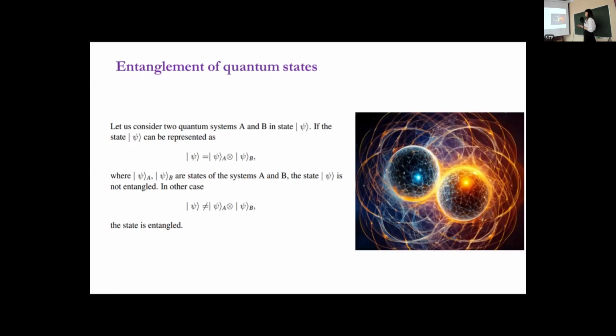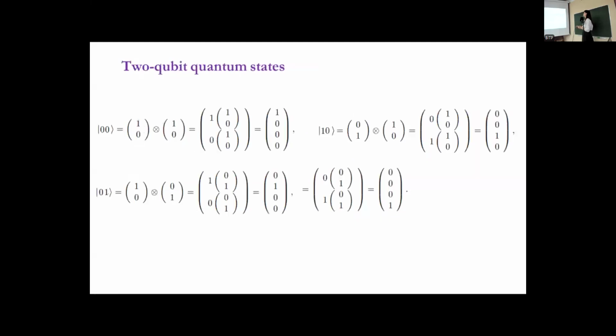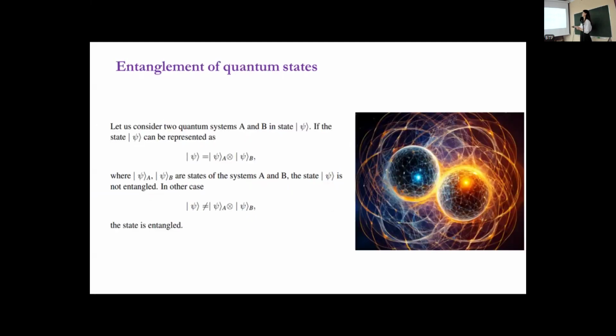So let us consider the following situation. We have two quantum systems, and we use the notation A and B for each of these systems. And if we can rewrite the state of the quantum system composed of components A and B as a direct product, you know what this direct product means. The rule is the following. So you have the rule how to multiply these states. If you can do this, the state is not entangled. If you cannot do this, the state is entangled.